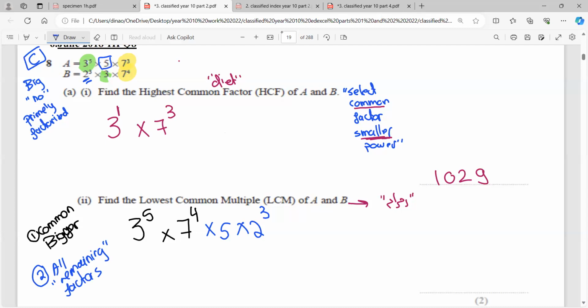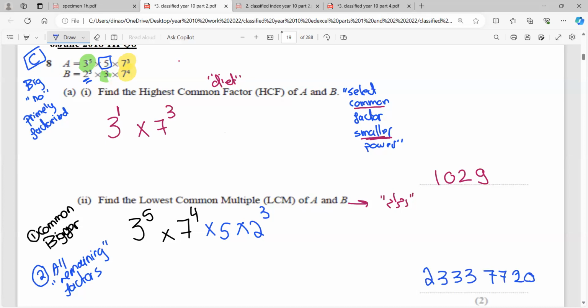Okay, as it is, 3 power 5 times 7 power 4 times 5 times 2 power 3, and then you get a big answer which is 2,333,772,0. Let me go back and calculate it again. So we said for the common we choose the bigger power, so we took 3 power 5 and 7 power 4, and then the remaining, on the calculator again: 3 power 5 times 7 power 4 times 5 times 2 power 3 gives 2,333,772,0.